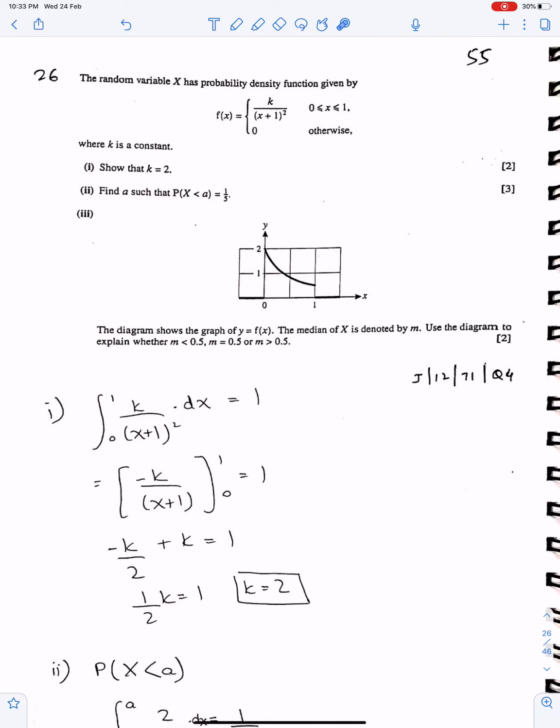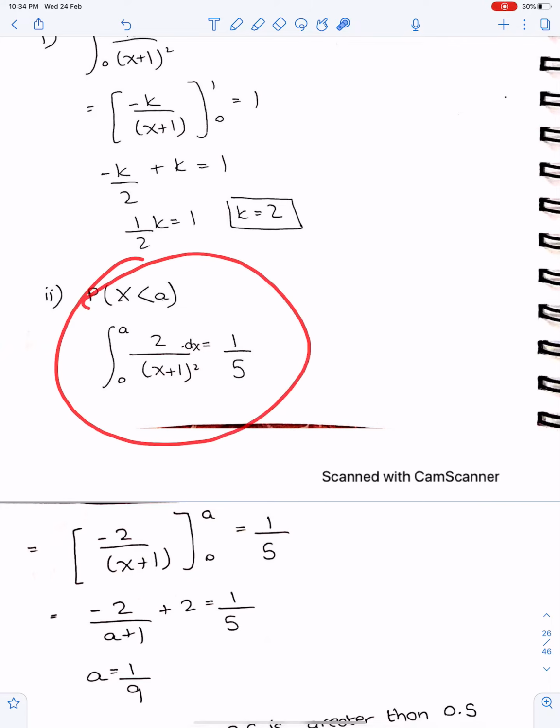Well, in this question, you have to find a such that the probability x less than a is 1 upon 5. So this is the upper limit. This area is given. You can easily do this through this method.